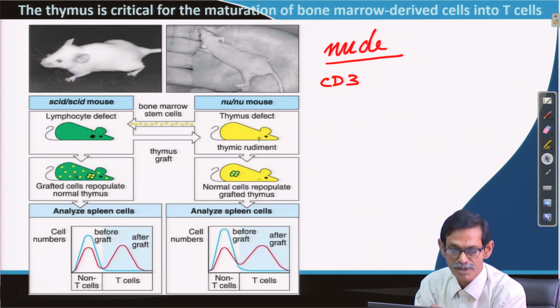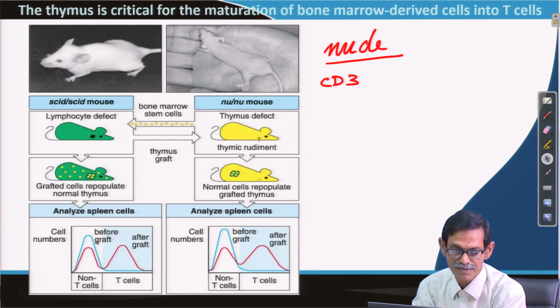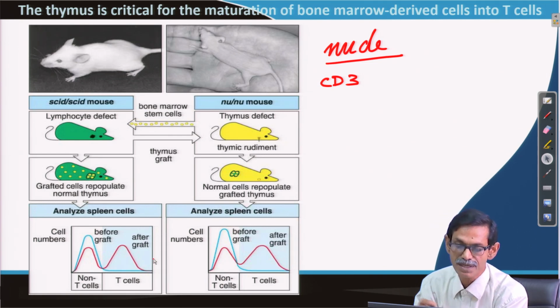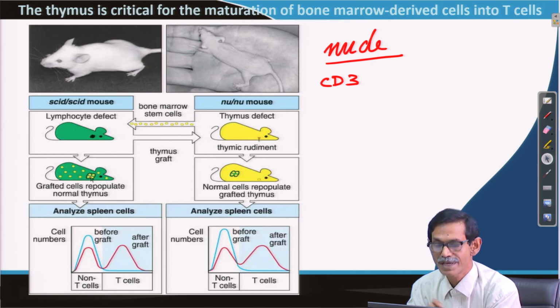Initially, before transplantation, if you see the blue line, there is no T cell, the blue line is flat. Non T cells they have enough. This is a histogram plot, they have enough non T cells, but no T cell. But after bone marrow transplantation, or after graft, the T cell population appears. So that means lymphocytes were not there, that is why it was not happening. As soon as you transfer lymphocytes, the thymus is doing its own job, but that one experiment cannot prove that.